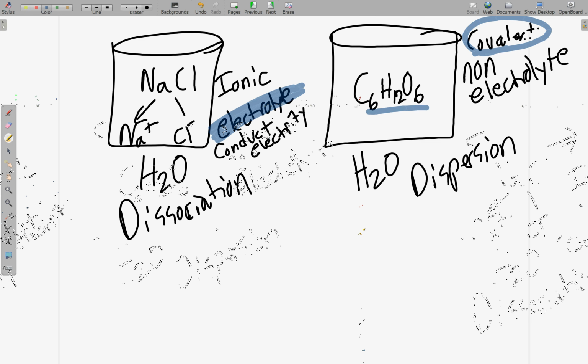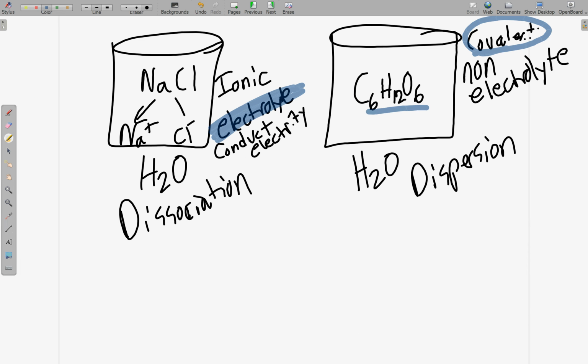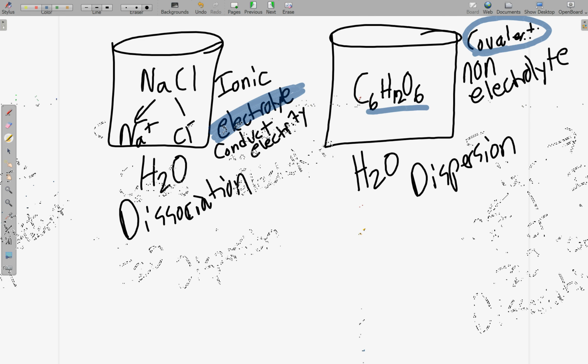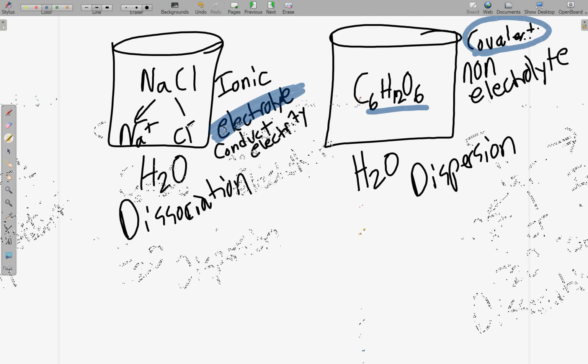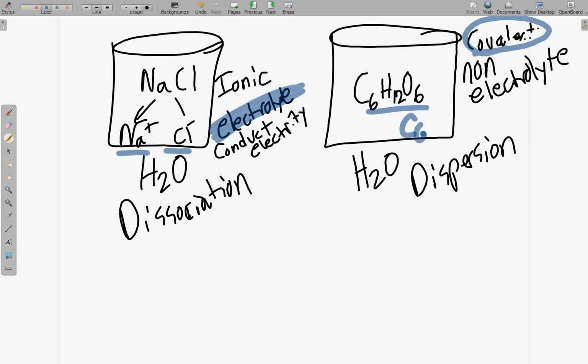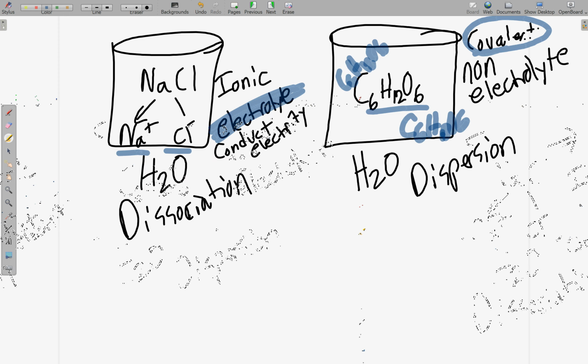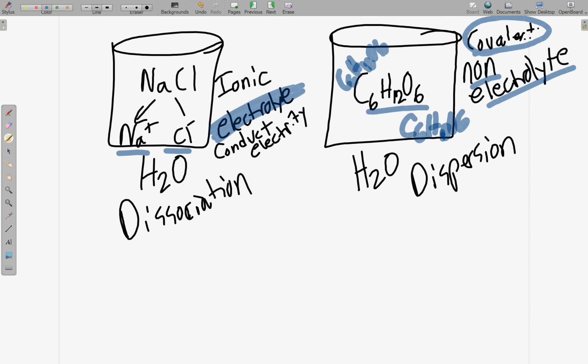Right? So when you take a crystal of sugar, one little grain of sugar, and you put it in your tea or coffee or whatever, it disperses. But there's still whole molecules. Ionic compounds split up and form ions. But sugar is going to stay as C6H12O6. You're just going to have these whole molecules floating around. And that's why they taste sweet. Right? So that's a non-electrolyte. It does not conduct electricity.